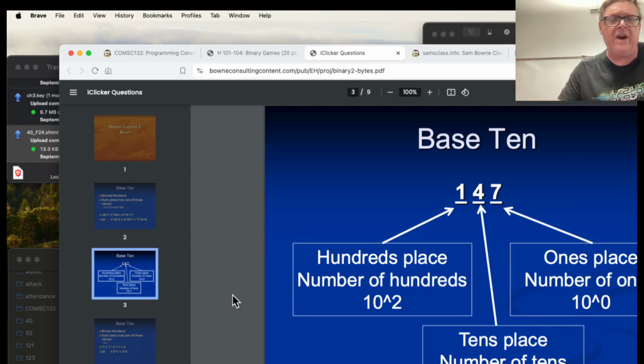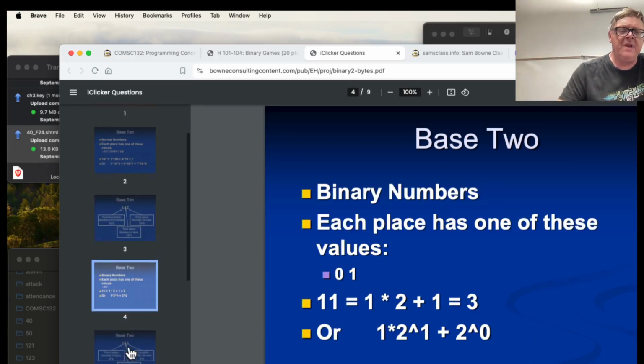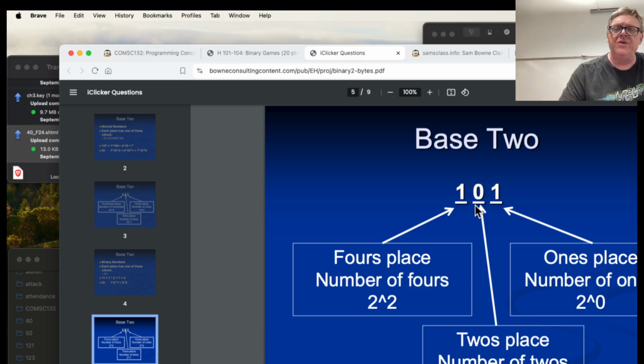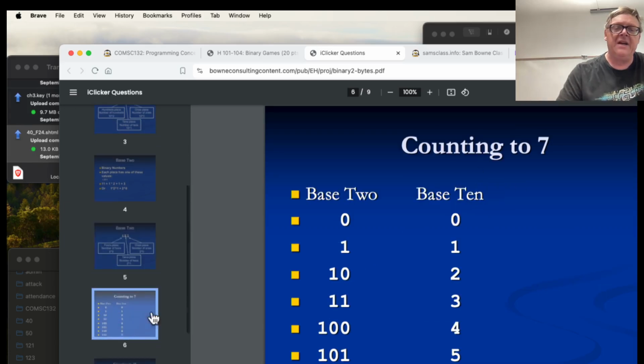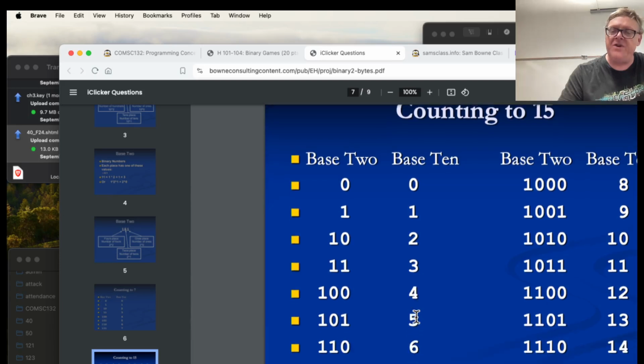So in base 2, all you have is 0 and 1. So you've got a 1's place, a 2's place, and a 4's place. So this is 5. And you can count to 7 with 3 bits. The highest thing you can get to is 7, 1 plus 2 plus 4. And with 4 bits, you can get to 15.